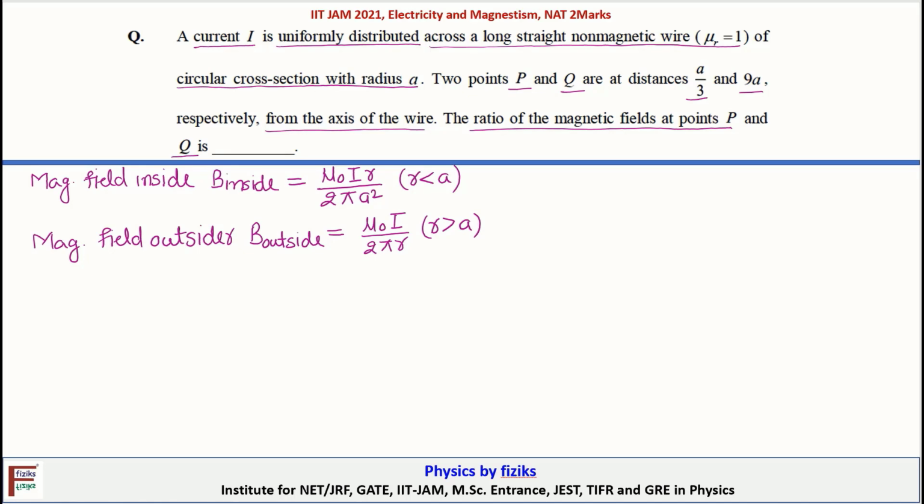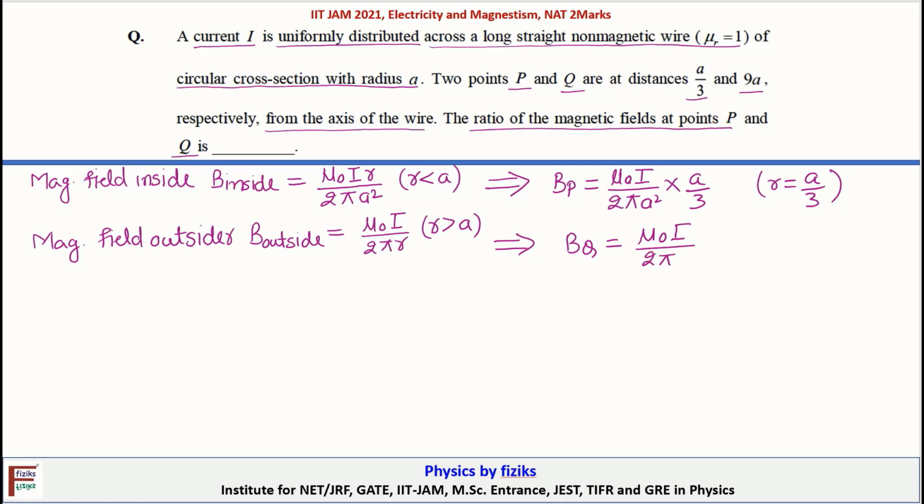Now we have to see at point P and Q. So P is inside, that is at R equal to a by 3. So you will get mu naught I by 2 pi a square times a by 3. R is a by 3, so this point is inside. And the magnetic field at point Q is given by mu naught I by 2 pi times 9a. This point is outside.